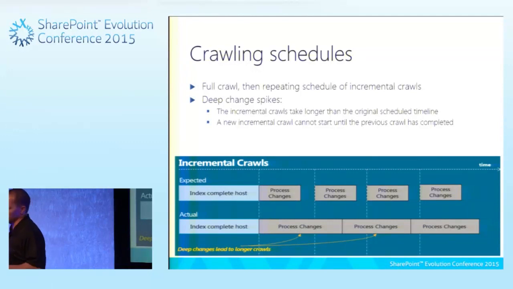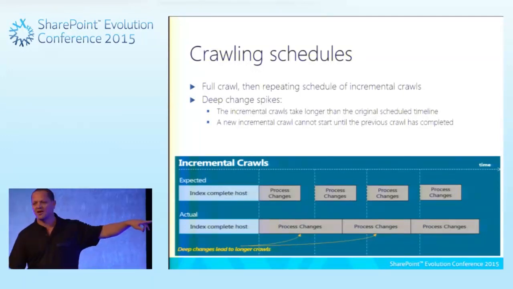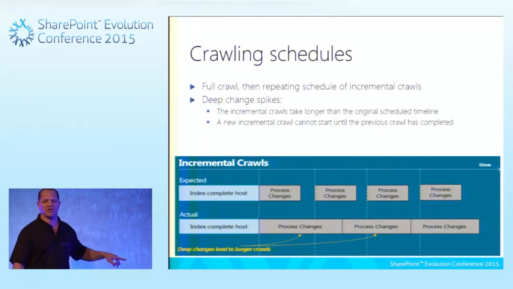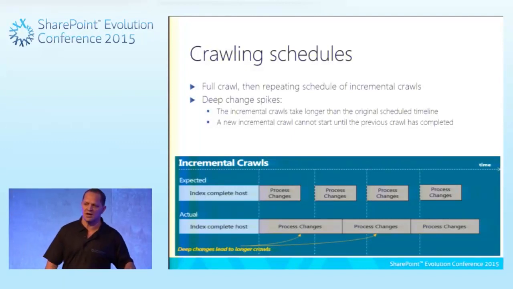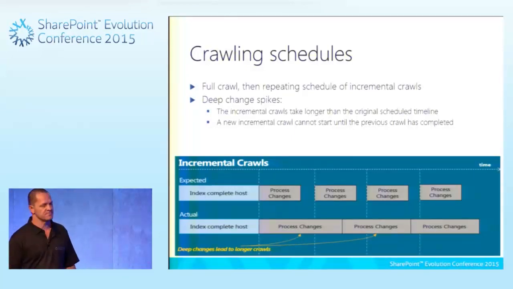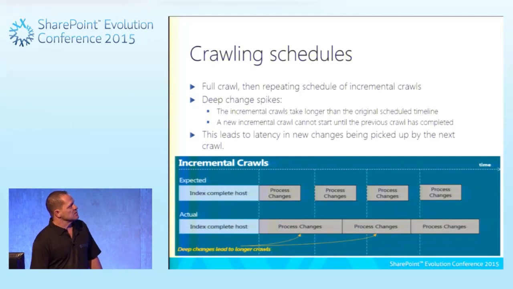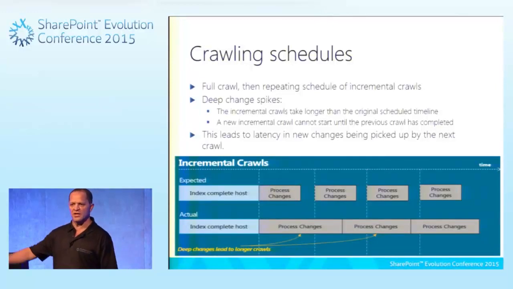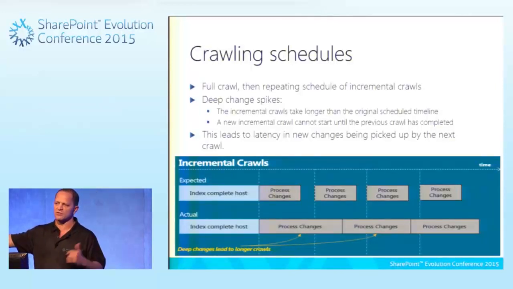Right, so if you have a look at this incremental crawl, if there's an overlap, it's not going to overlap. It's simply going to push the crawl schedule out. You cannot have multiple incremental crawls running at the same time for that particular content source. So what does this do? This leads to latency in the changes of the content. Because I uploaded new content, and now I'm waiting an extra 30 hours because the incremental crawl is taking longer.